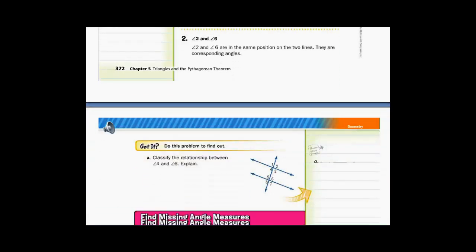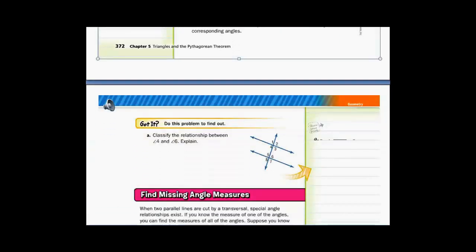I want you to pause it and try A, classify angle 4 and 6 as what type of angle. All right, back with me. 4 and 6, they are on opposite sides, so they cannot be corresponding. Angle 4, angle 6, they are inside, so they are alternate interior angles. Alternate interior angles.